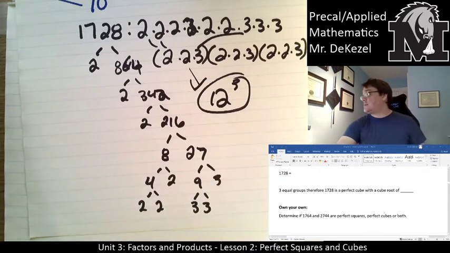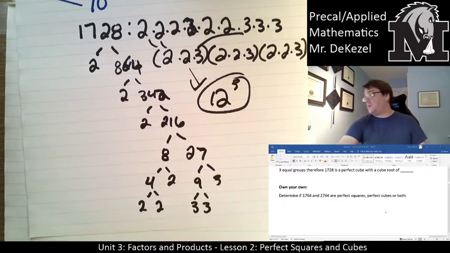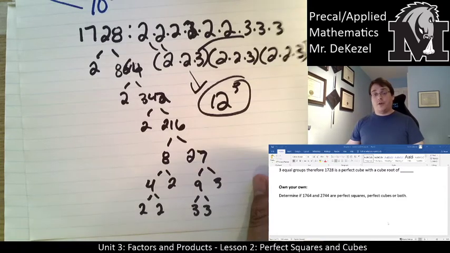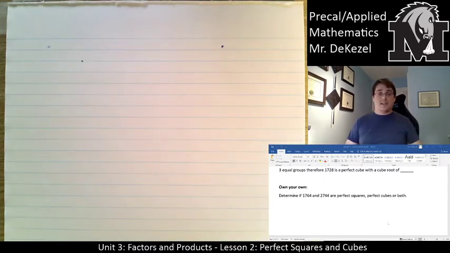There is, let's see, 2 here to do on your own. You want to determine if they are perfect squares, perfect cubes, or sometimes they can be both. So, give that a try, pause it here, and when you're done, come back.